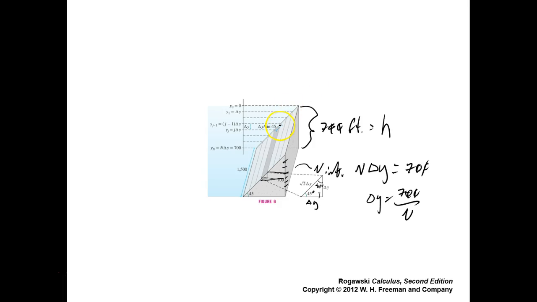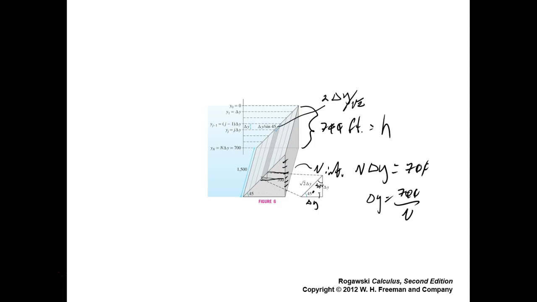So this length here is delta y divided by sine of 45, which is the square root of 2 over 2. So I'm going to put it that way. I'm going to put the 2 up top and the square root of 2 on the bottom, because it's divided by that. Why they wrote it that way, I don't know.